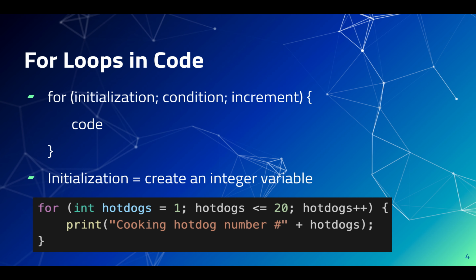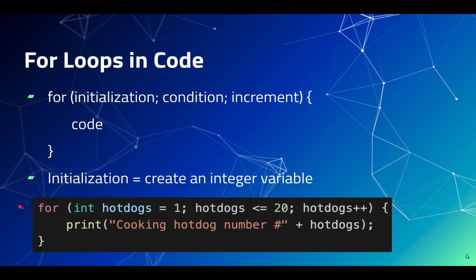So this is the format of a for loop. You have the keyword for, and then in parentheses, you have 3 of the 4 components. You start with the initialization, which is just creating an integer variable, and then you use a semicolon to separate it, and now you have your condition and another semicolon and your increment variable. And then you have curly braces just like in your if statements, and inside these curly braces you have the code that you want to repeat.